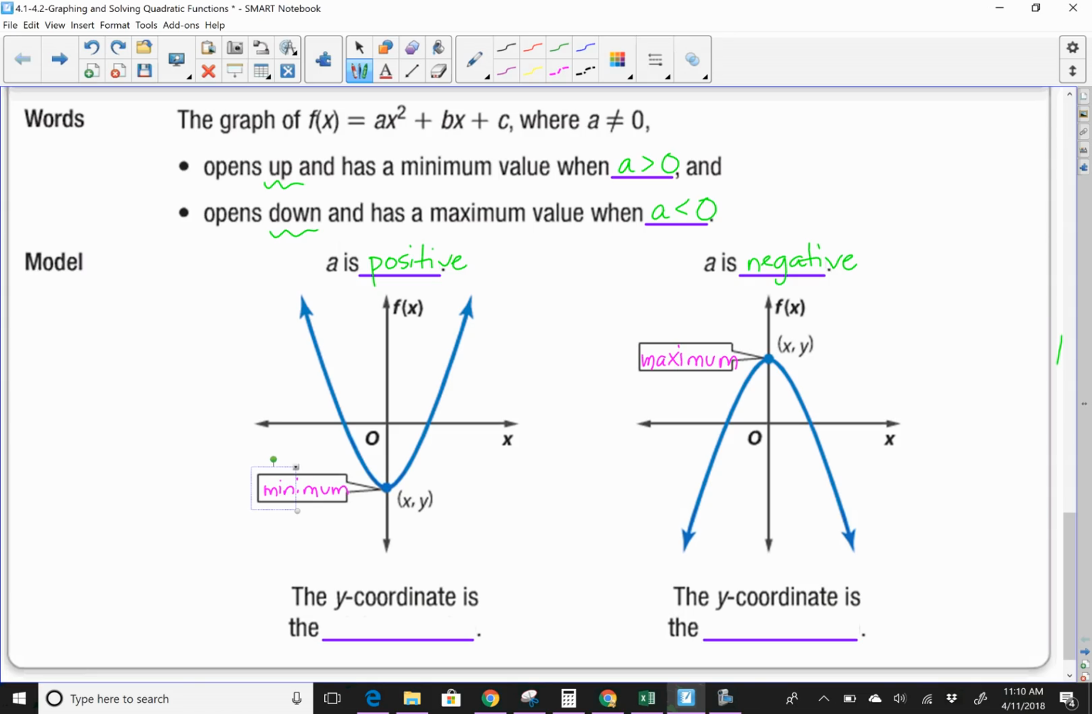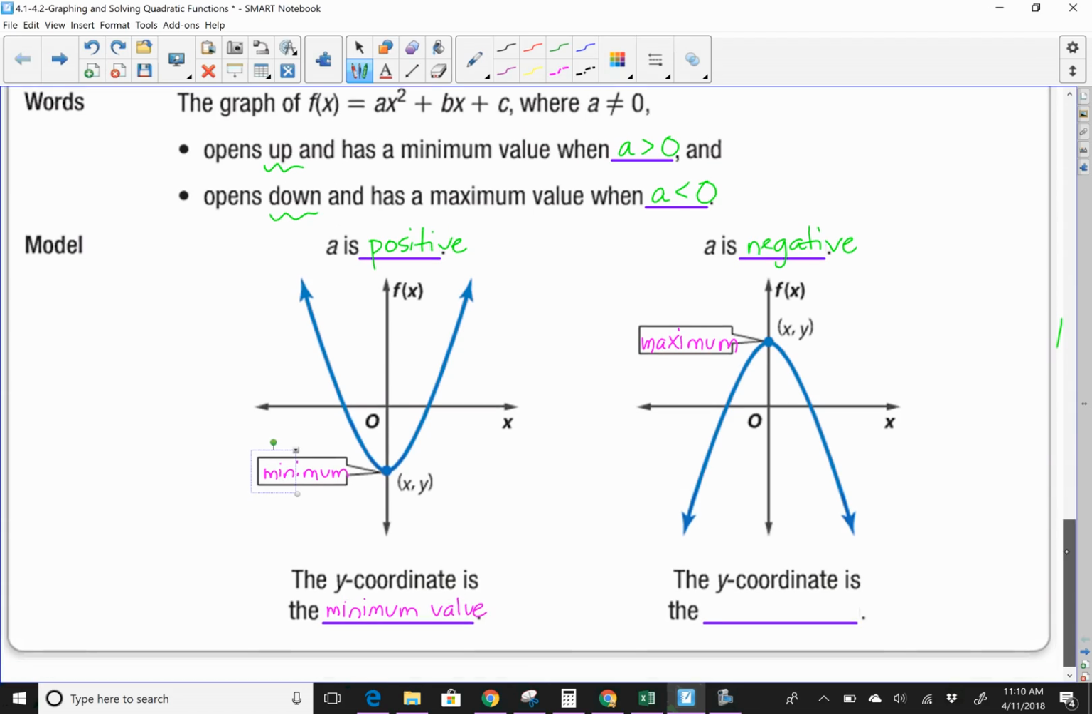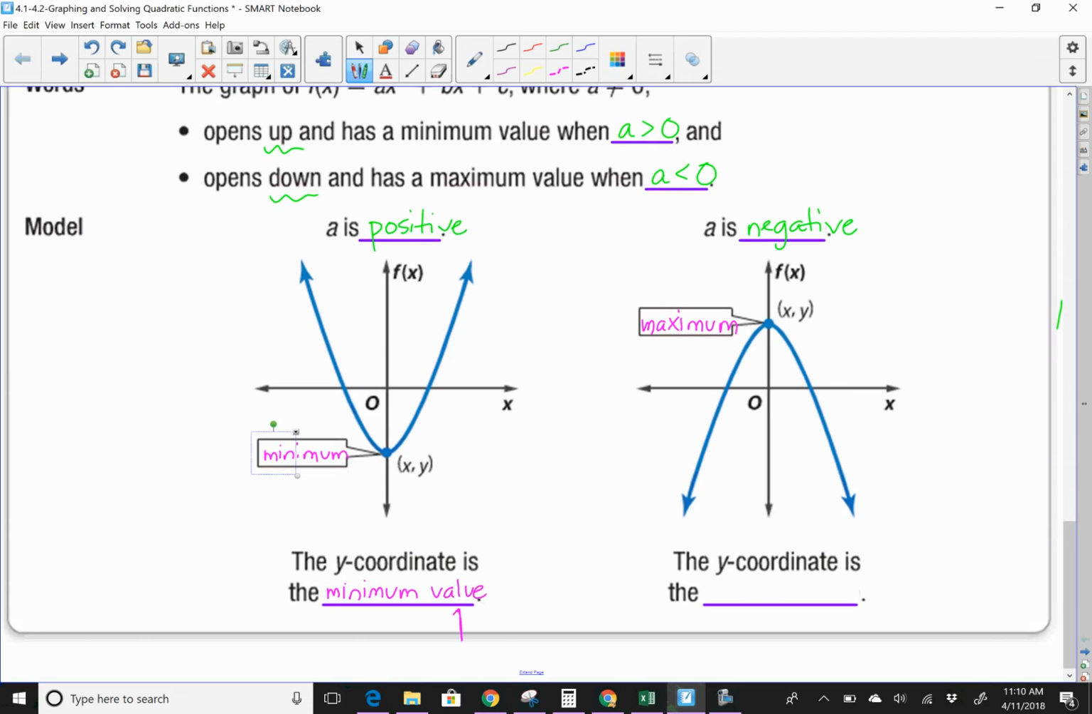And the y-coordinate, this is the thing, that's the minimum point on your graph and the maximum point. The y-coordinate, and this kind of confuses people, in this particular graph is referred to as the minimum value. A lot of people tend to get confused or forget that the value of a function is only the y-coordinate. So keep that in mind as you're going through. Over here, of course, the y-coordinate is the maximum value.